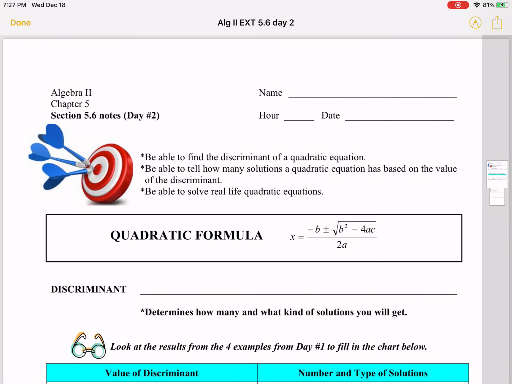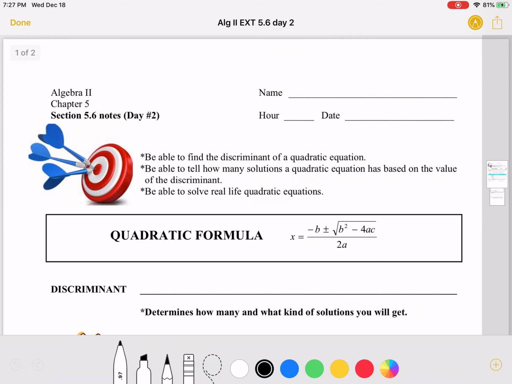Hey everybody, so we are on to day 2 of the 5.6 notes. It's just an extension off of the quadratic formula. As a reminder, the quadratic formula is right here: the opposite of b, plus or minus the square root of b squared minus 4ac, all over 2a. And again, the a value is always attached to the x squared, the b value is attached to the x, and the c value is the constant. We can only use the quadratic formula when our quadratic is set equal to 0.